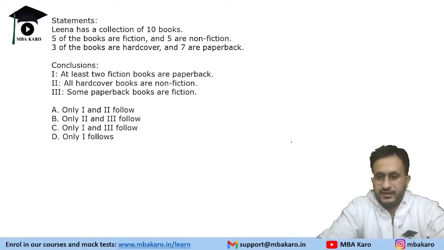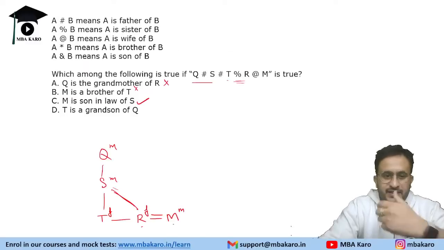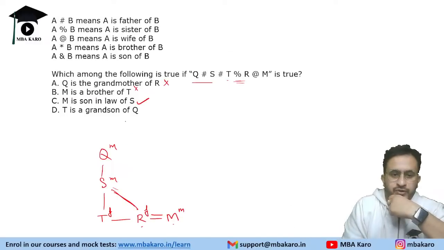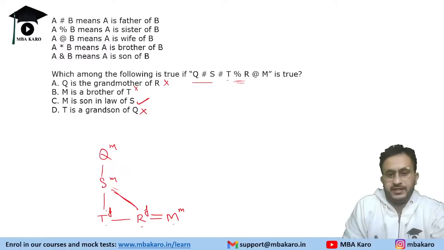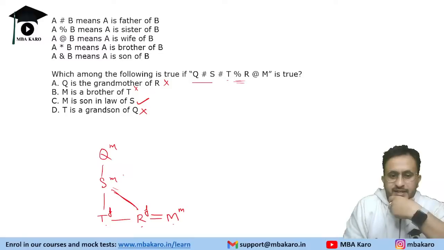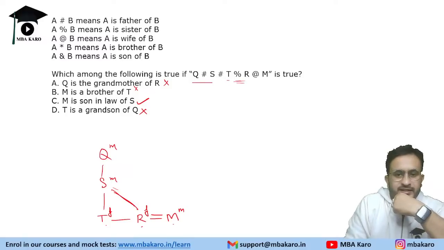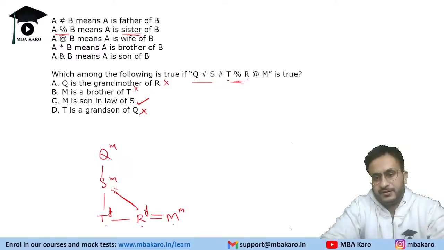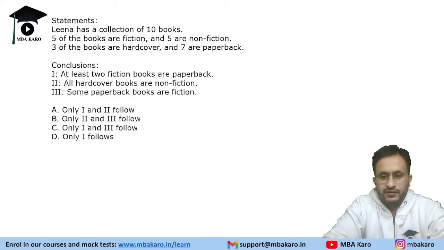Why not D? Achha, D was also correct. Let's see. T is a grandson of Q. So T is granddaughter, right? That is wrong. T is a female. D is not correct. I thought I had not checked D. D says that T is the sister, right? T is sister of R. So T is female. Only one was correct.